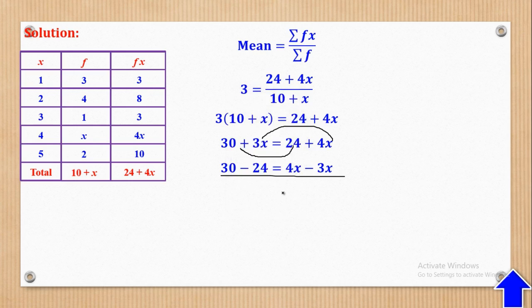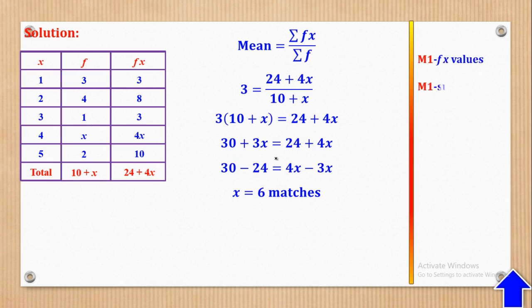Now next will be to simplify, so when I say 30 minus 24 will give me 6, and 4x minus 3x will give me x, which is there. Therefore the value of x is 6 matches. Now let's see how much can be awarded.